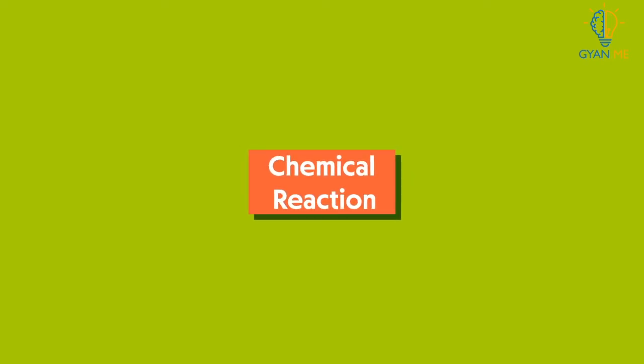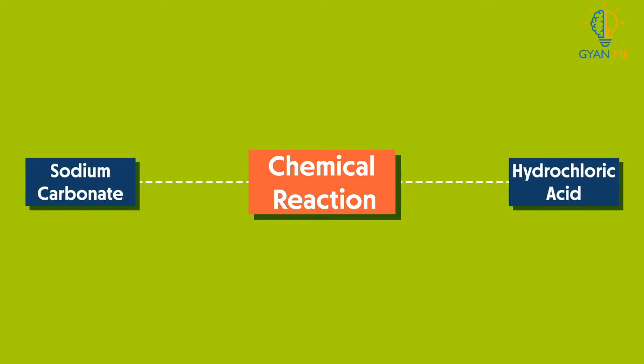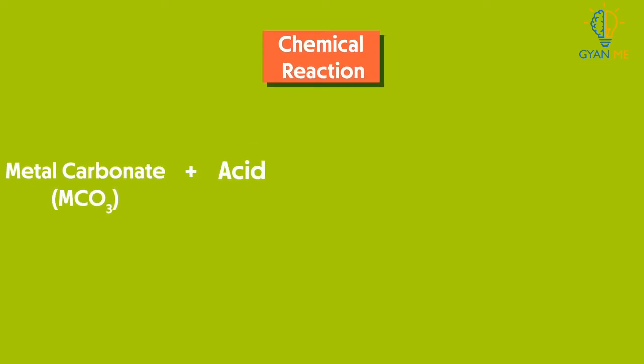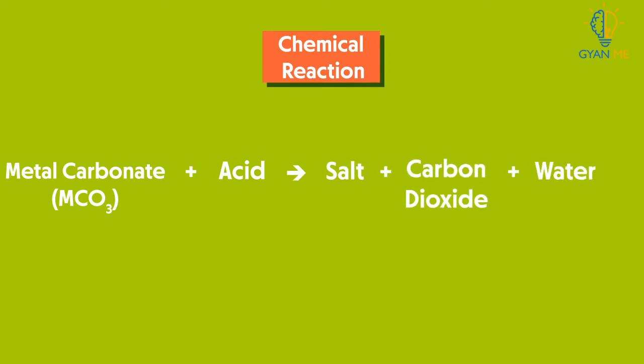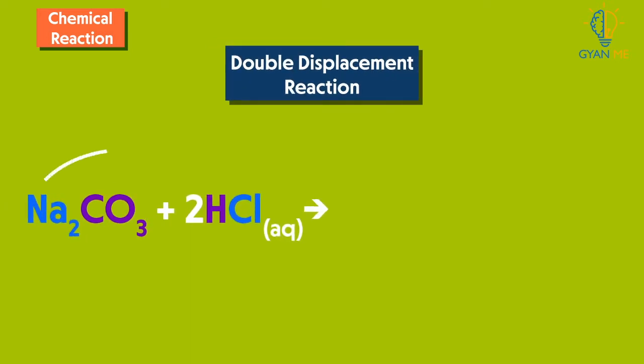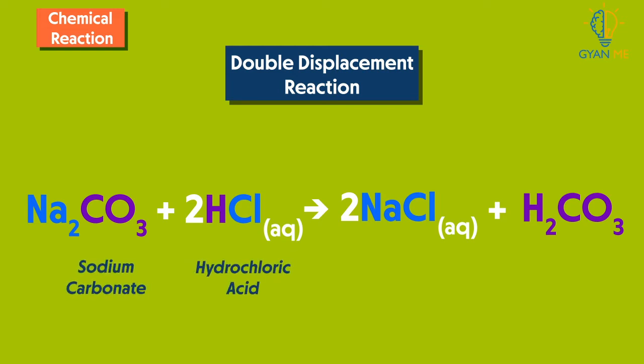Now let us see the chemical reactions between sodium carbonate and hydrochloric acid in detail. The chemical reaction between metal carbonates and acids generates the corresponding metal salt, carbon dioxide and water. The reaction is a double displacement reaction, where sodium displaces hydrogen in hydrochloric acid and chlorine displaces carbonate in sodium carbonate. The consequent chemical equation is sodium carbonate plus hydrochloric acid gives sodium chloride plus carbonic acid.